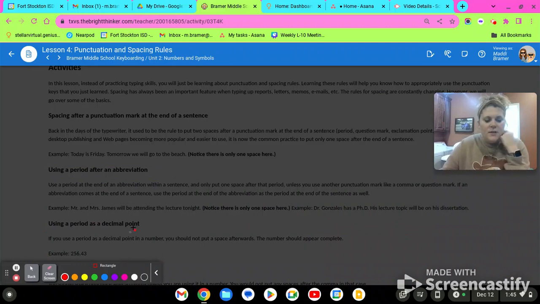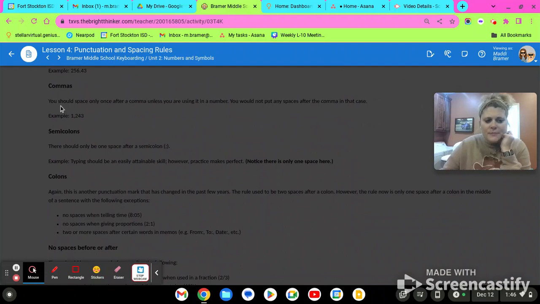All right, next, using period as a decimal point. If you use a period as a decimal point in a number, you should not put a space afterwards. The number should appear complete, like this example. Okay, so you don't want to put a space after that because that's going to confuse people reading your information.